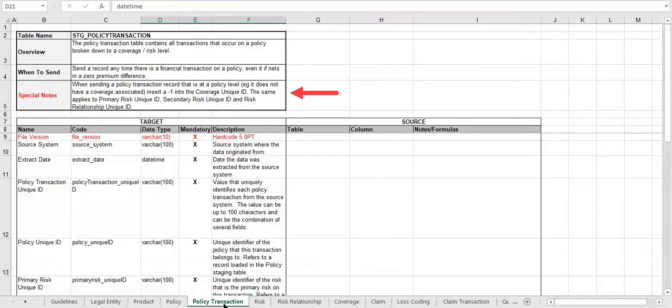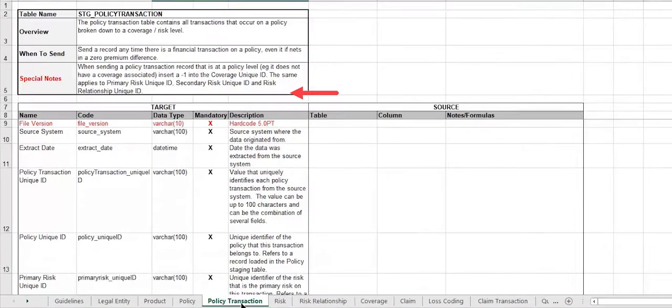Same thing if you have a transaction that is a tax or a policy fee. You would send a negative one for the primary risk and a negative one for the coverage because it doesn't apply to a specific risk or a specific coverage. It is a policy level tax or policy level fee, so we keep it at that level. Negative ones are used because we don't want to infer missing value as having a meaning. This could cause trouble if something happened on your extract and some of the data got truncated. Without a negative one, we might misinterpret this.